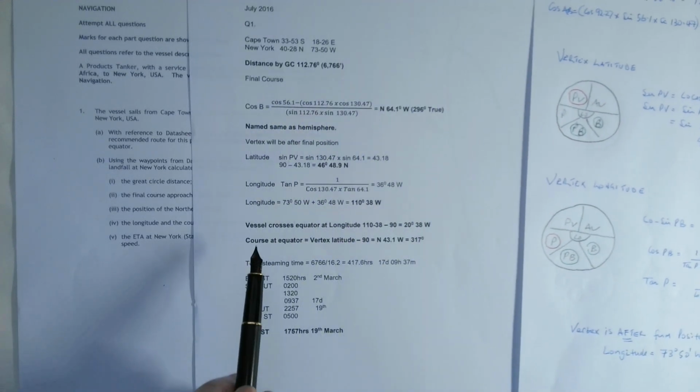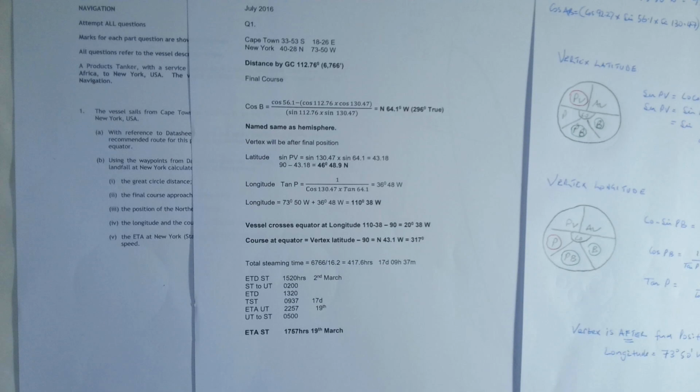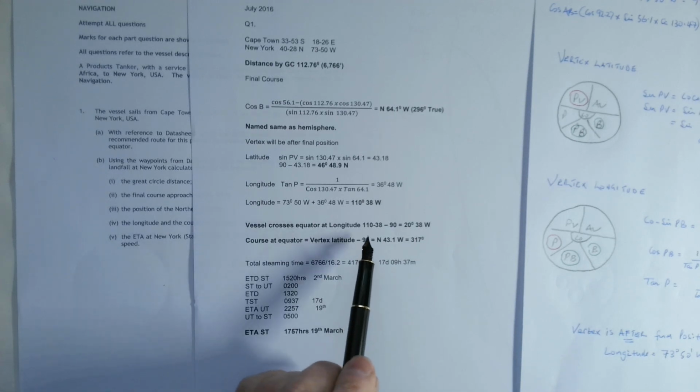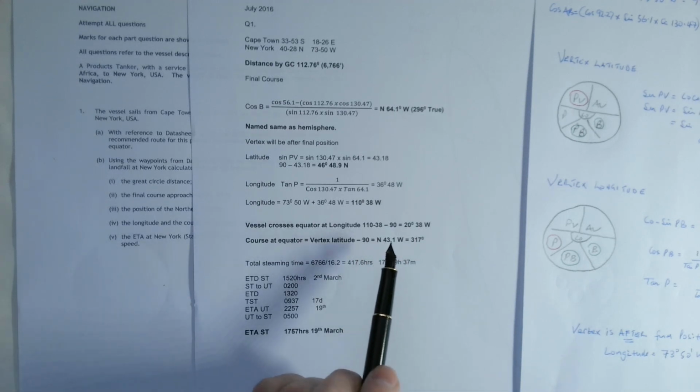The vertex will cross the equator at longitude 110°38', which is the vertex longitude, minus 90 degrees. It'll cross it at 20°38'. Of course the latitude, northern hemisphere and southern hemisphere will be the same, but it crosses at 90 degrees less our vertex value.